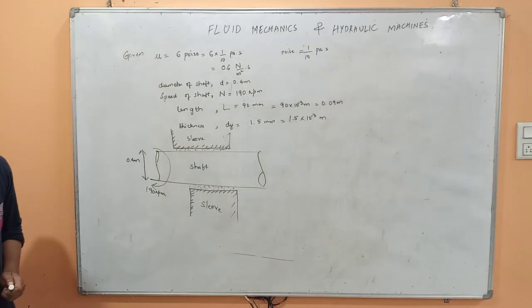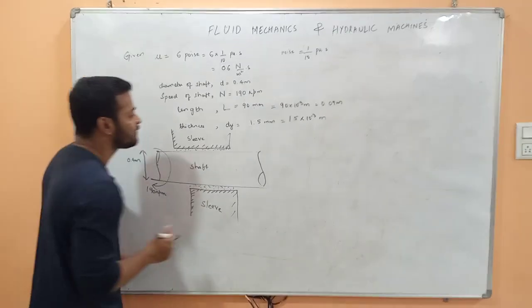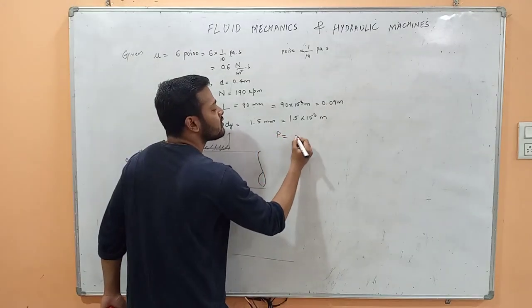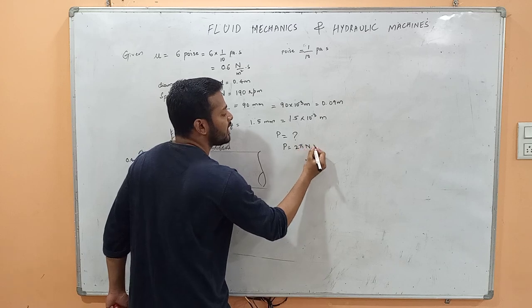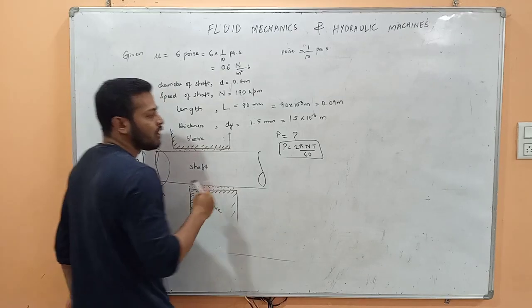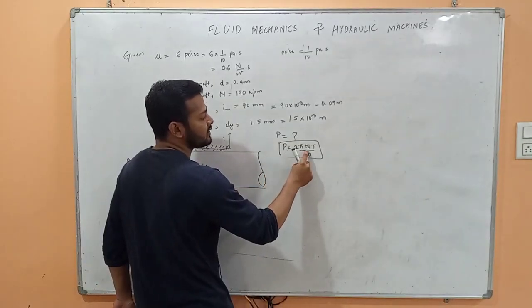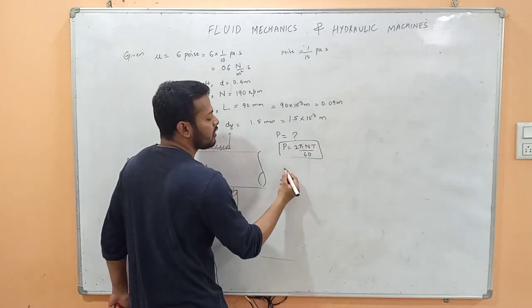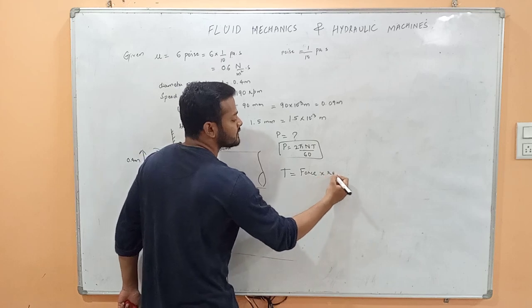So you have to find out the power lost. What is the formula of power lost? We know that the formula of power lost is 2 pi nT by 60. What are the terms given in the question? 2 into pi, n is given in the question, and we have to find out torque. Now what is torque? Torque is force into radius.